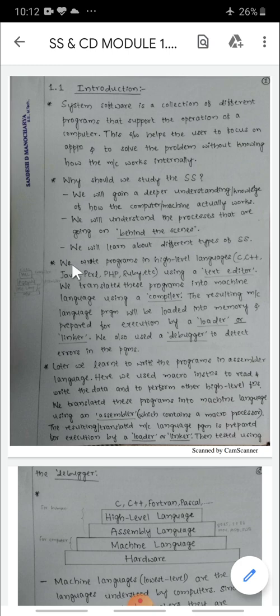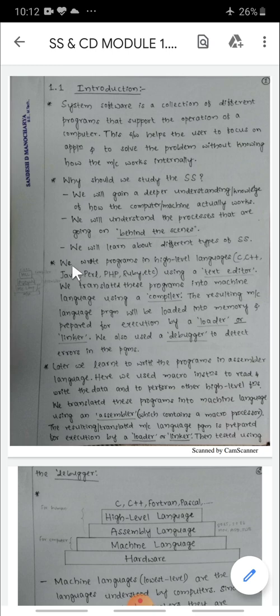I think we already know the three levels of programming languages: low level language, assembly level language, and last one is high level language. The first one, low level language, is also called machine level language, because these languages are understood only by machines, not by human beings. These languages contain only zeros and ones. So it is very easy for machines to understand, but it is very difficult for human beings to understand.